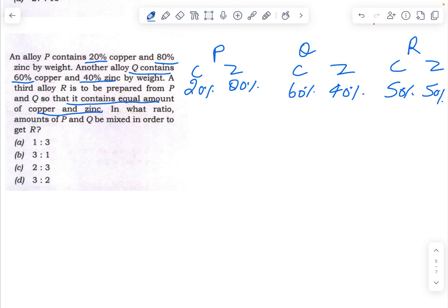Okay, so just put the alligation method. What you want to get, just put into the center, because we have to get copper 50% or zinc 50%. Either you can take copper or you can take zinc from alloy P and Q. In my case, I am taking copper from alloy P and Q.